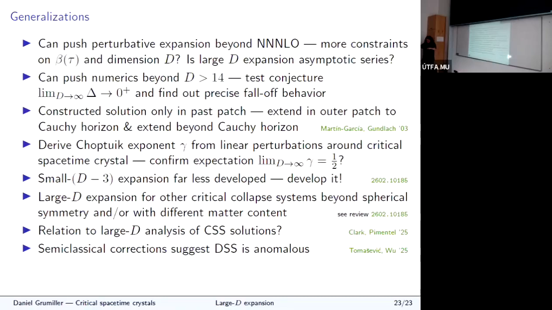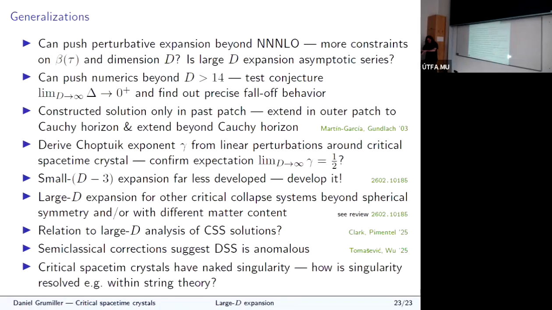More speculatively, since there's a naked singularity, at some point when you come too close to the naked singularity, you can no longer use the supergravity approximation. You have to take into account stringy corrections or quantum corrections. And recently it was argued by Mansevich and Fu that this stringy correction suggests that this discretely self-similar singularity is unstable, that there is actually a mass gap once you take into account these corrections.